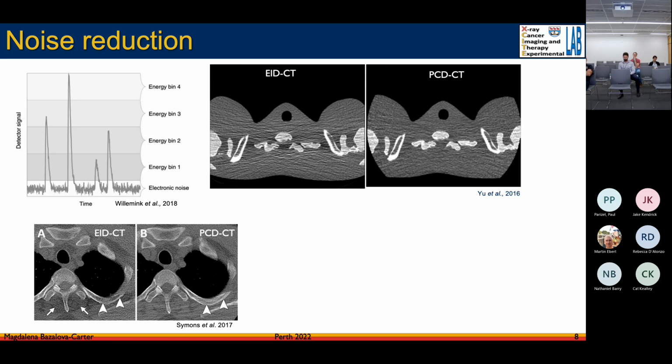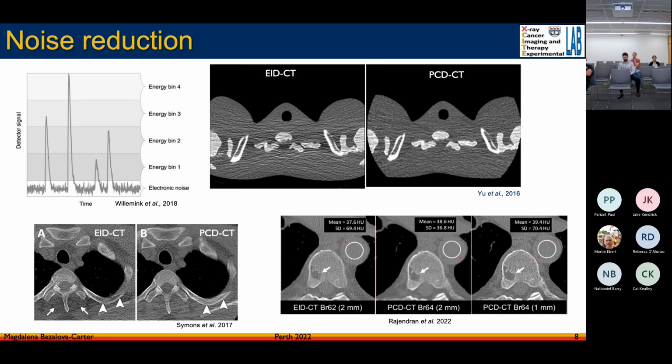In this case, there's a patient image, and they see basically more noise in the EID CT image as well. Those are paraspinal muscles, and here in the rib as well, you see that there is some more noise again in the EID CT image compared to the PCT-CT. It's also different because there's more beam hardening in EID CT. So all these artifacts combined make the PCT-CT image better, of higher quality.